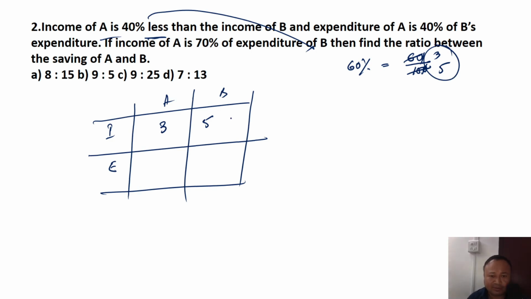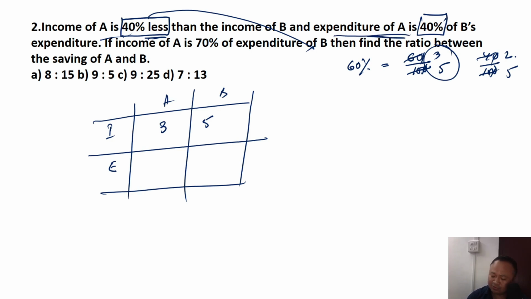An expenditure of A is 40% of more high, 40% less. 40% means 40 divided by 100, so it becomes 4 to 10, that is 2 to 5. So then the expenditure of A is 40% of B.